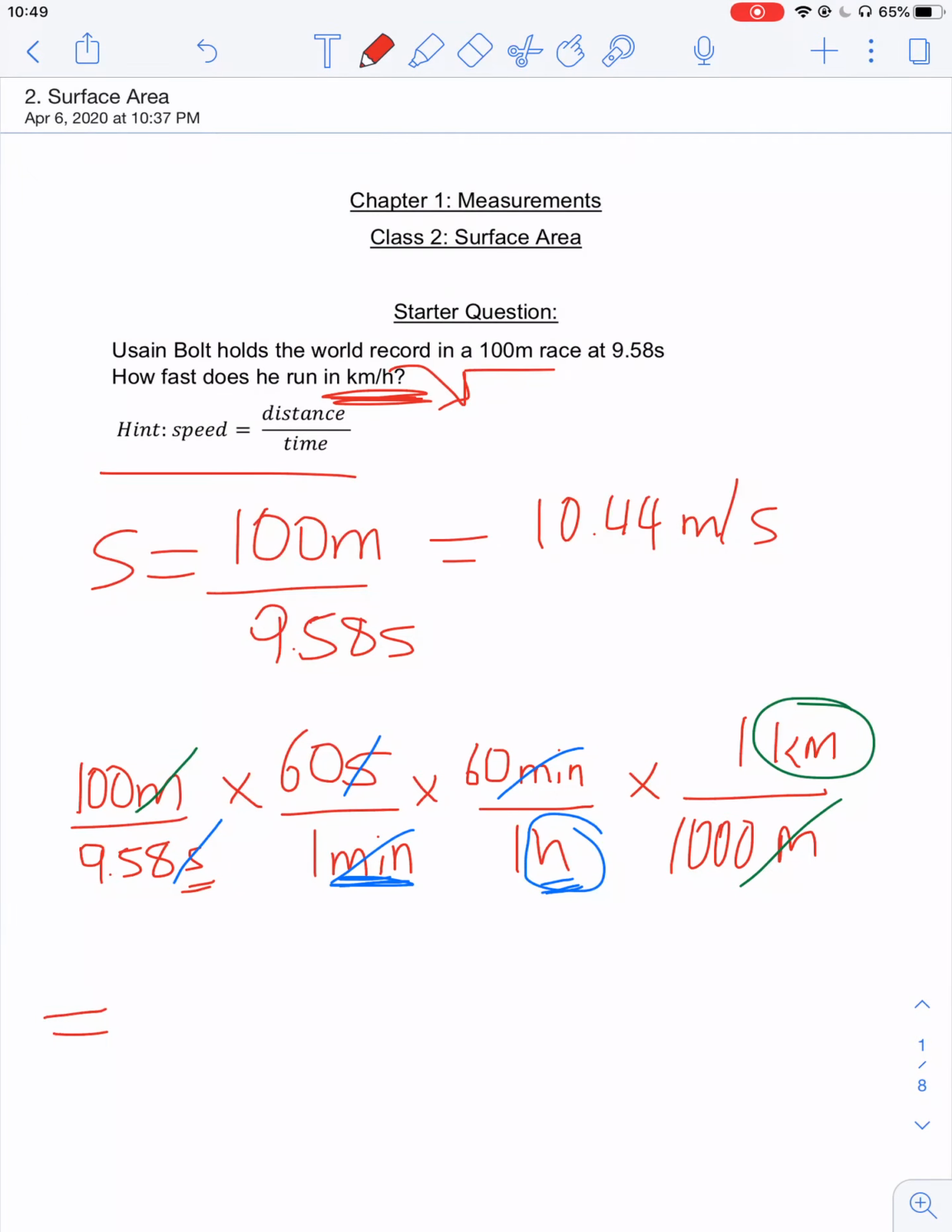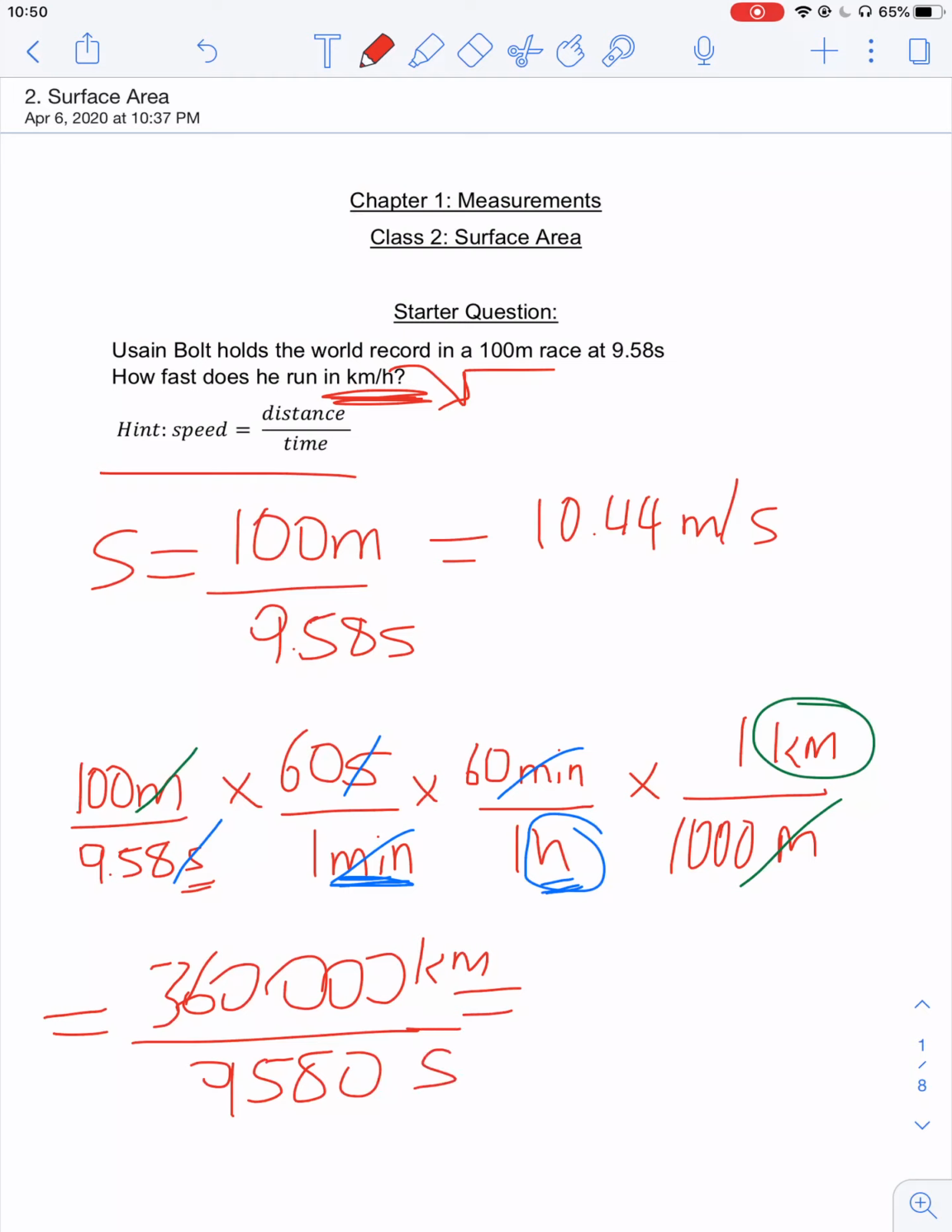Remember, on top you have kilometers, and at the bottom you have hours, so kilometers per hour. If you divide 360,000 by 9,580, you will get 37.58 kilometers per hour. Which kind of makes sense, right? We're talking about Usain Bolt, so 37.58 kilometers per hour kind of makes sense.